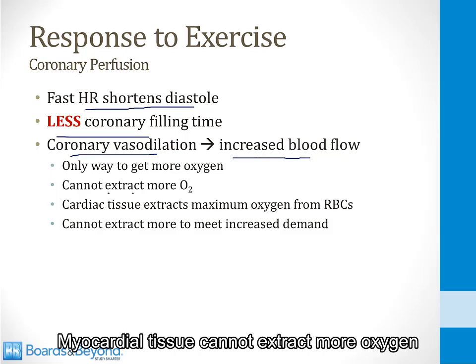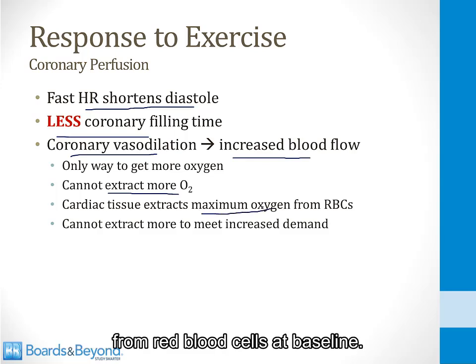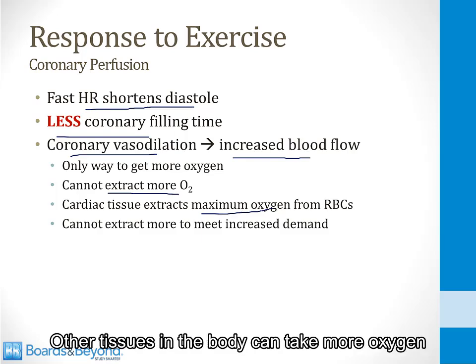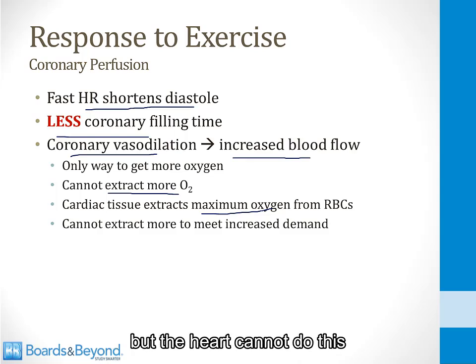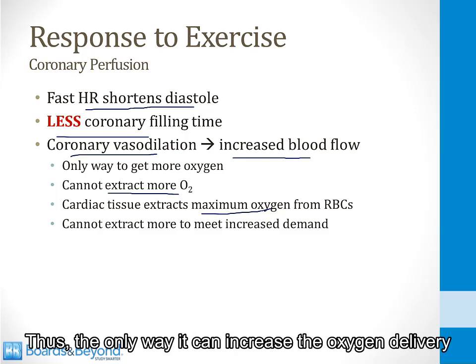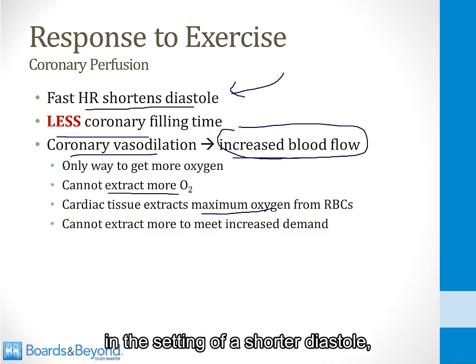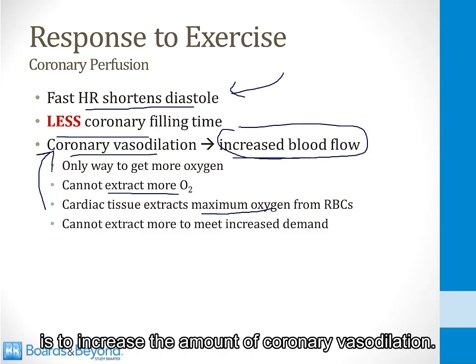Myocardial tissue cannot extract more oxygen because it already extracts the maximum oxygen from red blood cells at baseline. Other tissues in the body can take more oxygen from red cells when they need it, but the heart cannot do this because it is always extracting the maximum amount. Thus, the only way it can increase the oxygen delivery is by increasing the blood flow, and the only way it can do that in the setting of a shorter diastole is to increase the amount of coronary vasodilation.